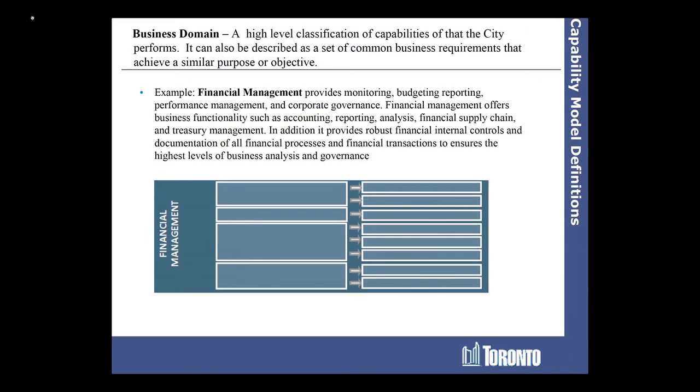And then also we're trying to use the language of the business in terms of what they would classify as major, quote-unquote, functions. So financial management is a good example. People in the city use financial management as a very broad term to describe what we have in this definition: monitoring, budget reporting, performance management, and sort of corporate governance from a financial standpoint. So that's a business domain.